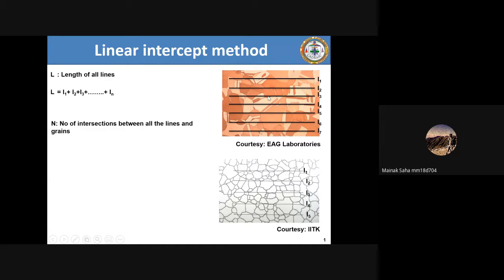Similarly, you have to count the number of intersections here, here also, and here. So for all the 7 lines you have to count the total number of intersections with the grain boundaries. That will give you the total N, the number of intersections between all the lines and the grains.